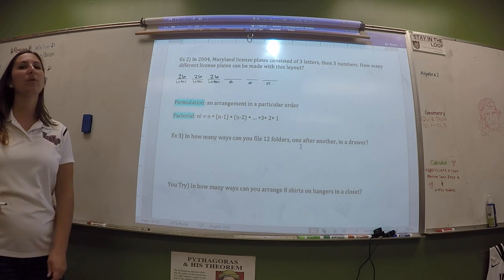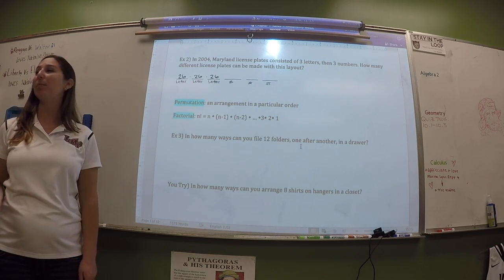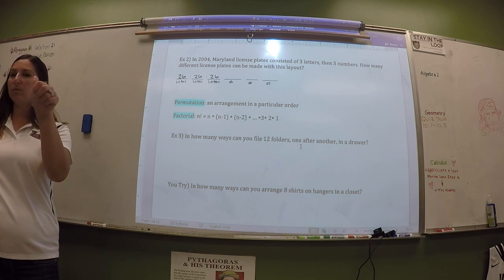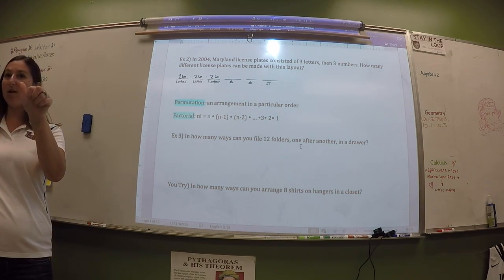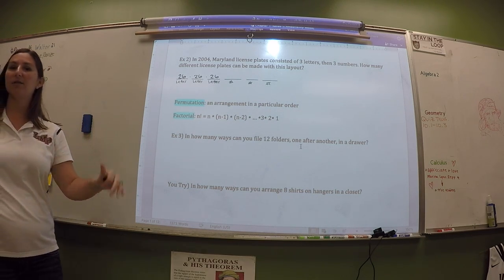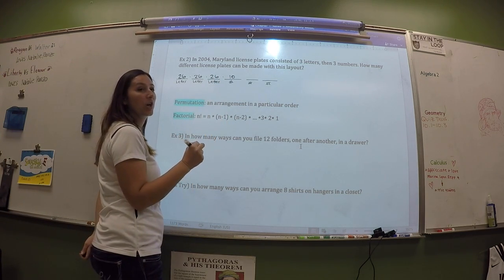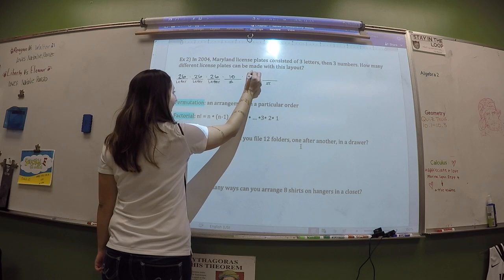How many single digit numbers are there? There's 0 through 9, so there's 10. So there's 10 ways that the first number could occur, and then the second number is going to occur again, and then the third number is going to occur again.